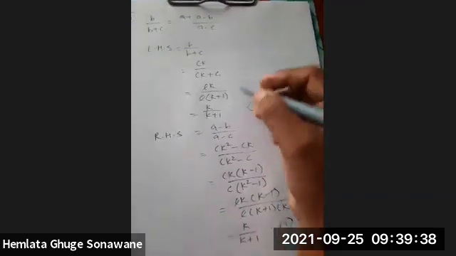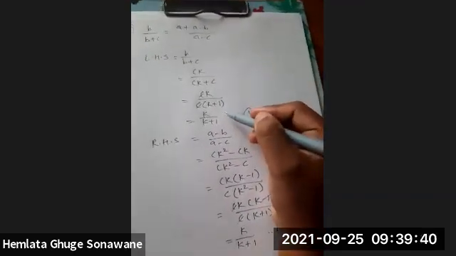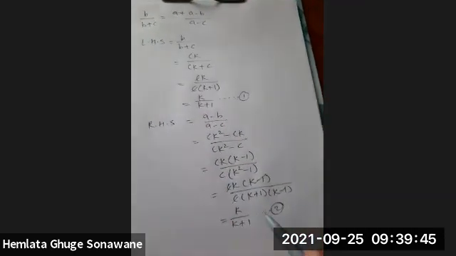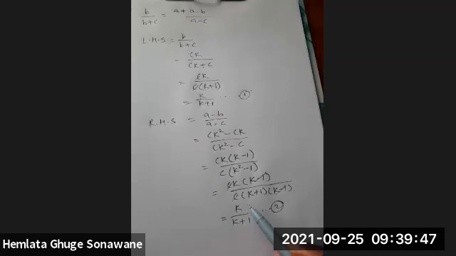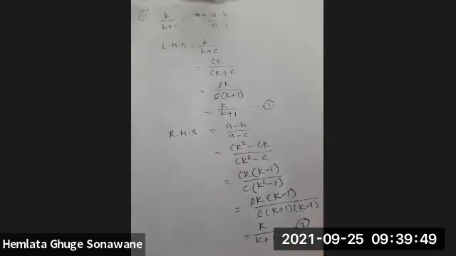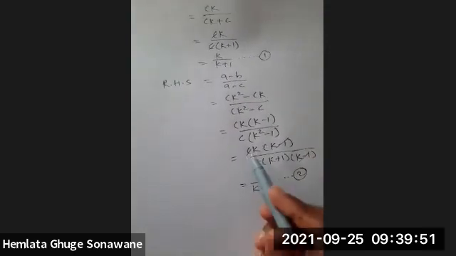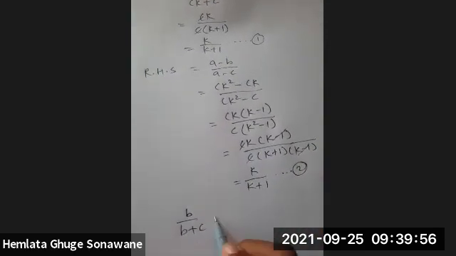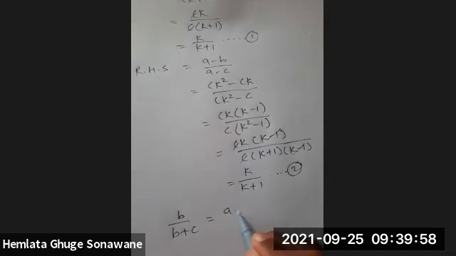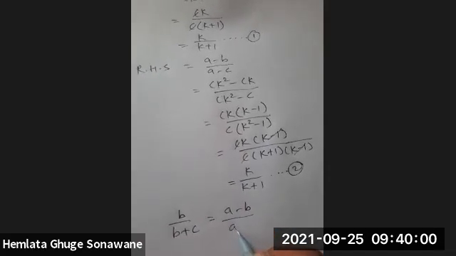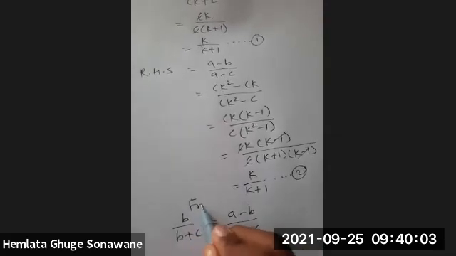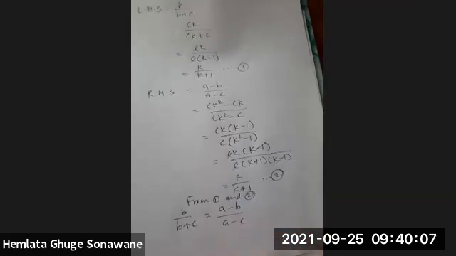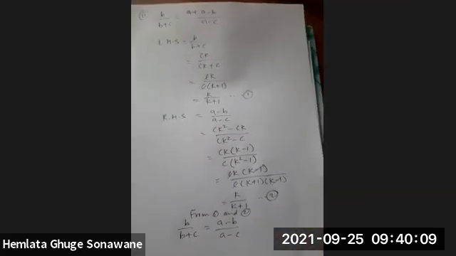Now you can see that from the left hand side we have got the first equation, that is K upon K plus 1. And from the right hand side we have also got the same value, that is K upon K plus 1. So it shows that B upon B plus C is equal to A minus B upon A minus C. This is from 1 and 2. Let's go through the solution.